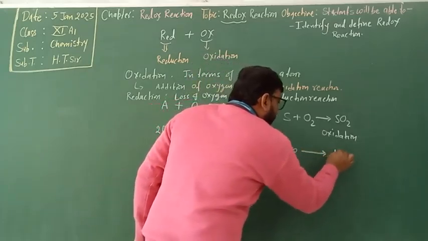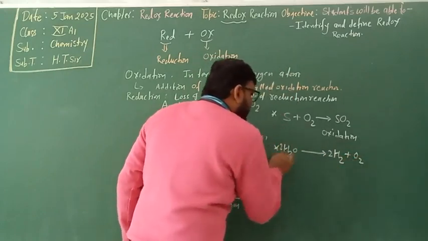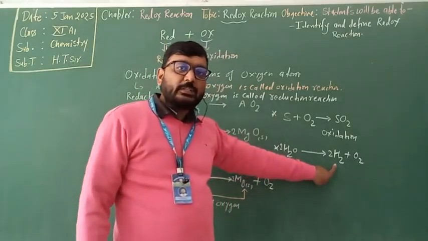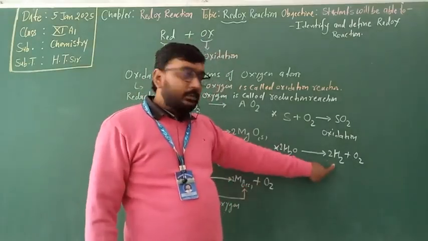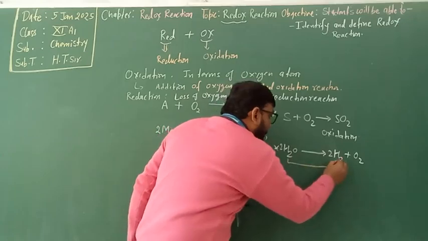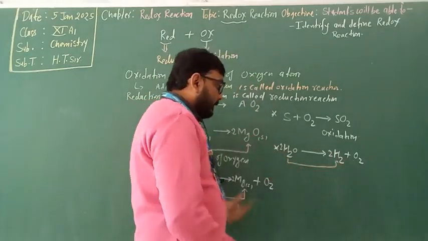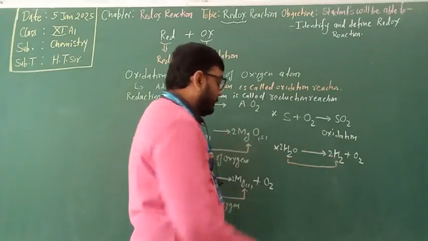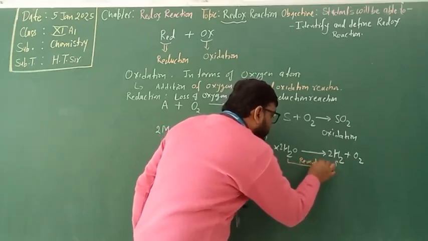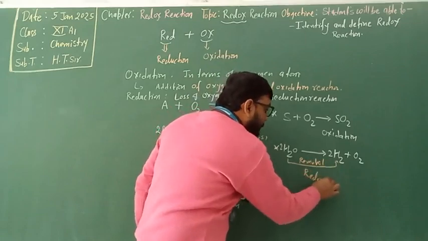Next, water gets converted to hydrogen plus oxygen. Now, what is happening with reference to the hydrogen atom? When we look at the hydrogen, we observe the removal of oxygen, or loss of oxygen. So, we call that removal of oxygen. This is called reduction.